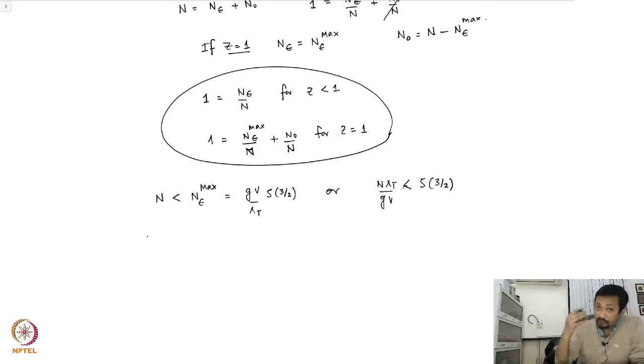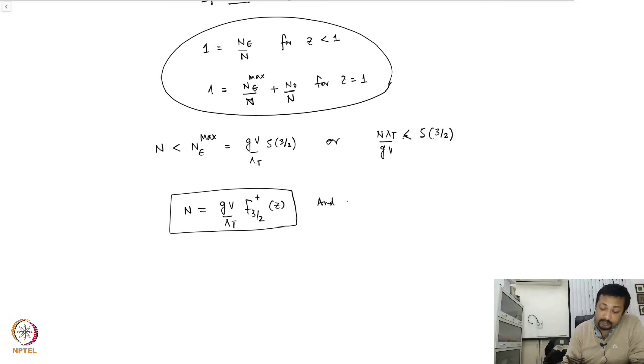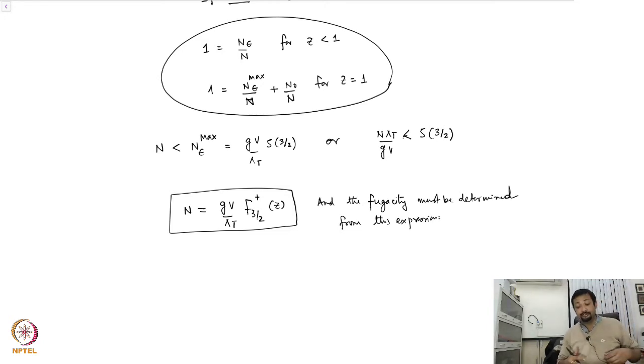that means you can still accommodate the particles in the excited levels, so that you have this expression for N, and the fugacity must be determined from this expression, as we have done for a fermion system, for an ideal Fermi gas.